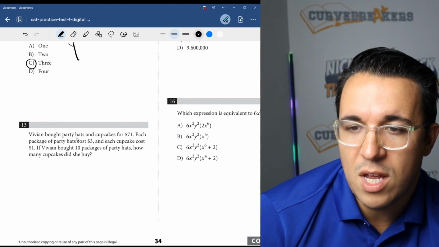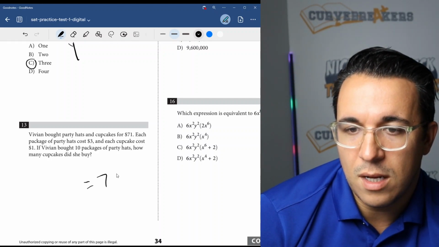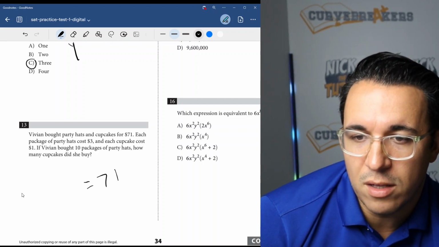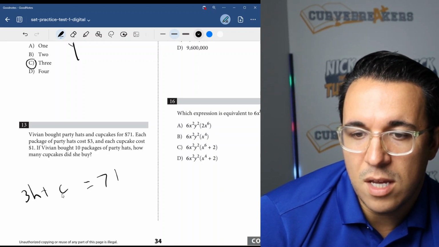13. Vivian bought party hats and cupcakes for $71. Each package of party hats cost $3, so 3H plus C, number of cupcakes.